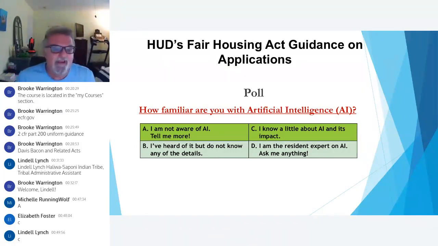Yeah, okay. Thank you, Linda. That's kind of where I fall too. I know a little about AI and its impact, and I'm learning more every day. When I came across this information, AI in housing, it just scared me. But it also provided an opportunity because I see the relationship between the regulations that we all have to abide by if we're receiving federal funds.